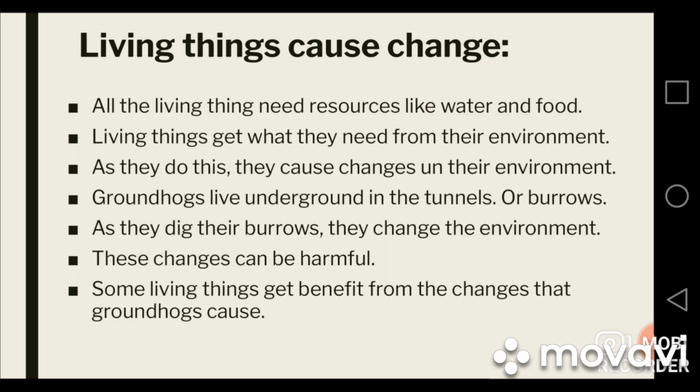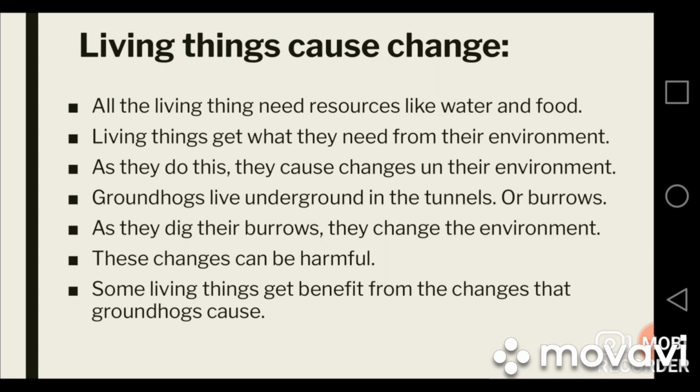Plants and animals both can change the ecosystem in different ways. As we know, every living thing needs some resources like water and food, and living things get what they need from the environment. As they do this, they cause changes in their environment. We will read the example of groundhogs, how they change the ecosystem and how these changes can be positive and negative.